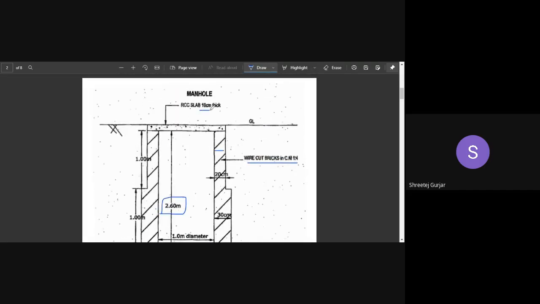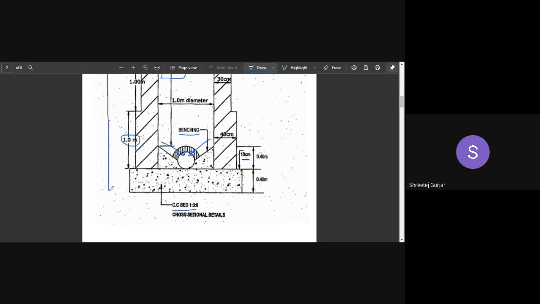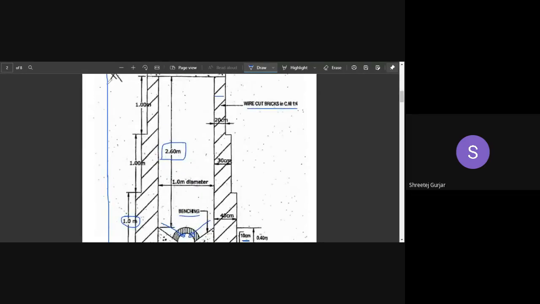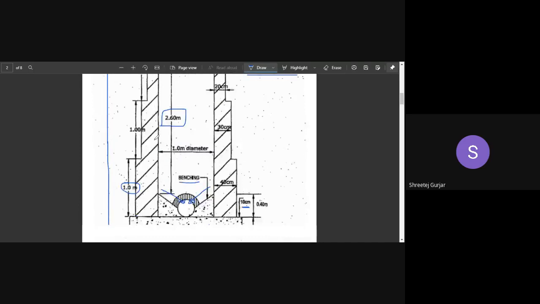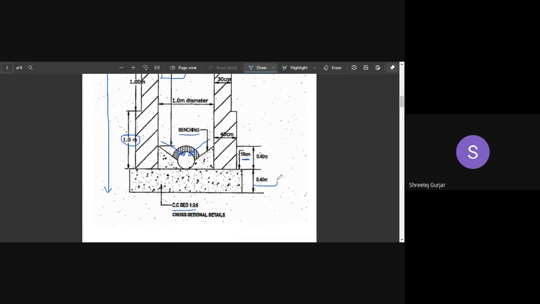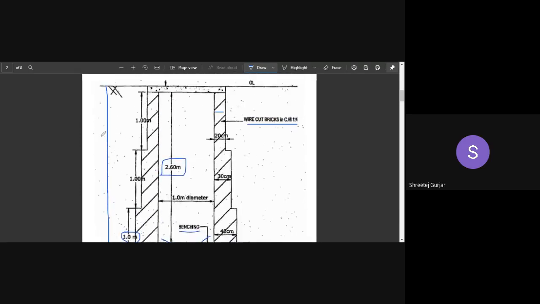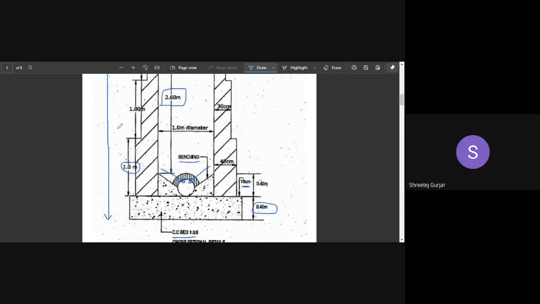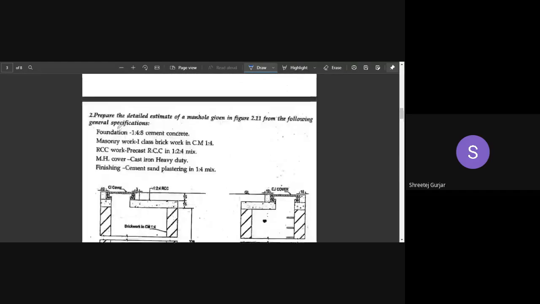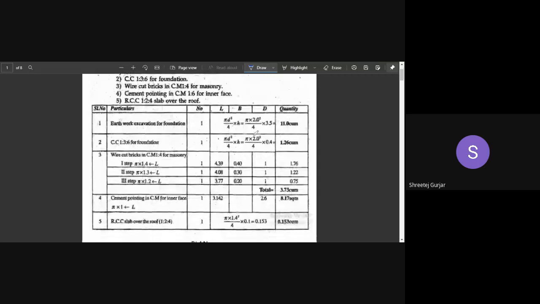Then the 10 centimeter thickness, meaning 3.1. Starting from here, we go down up to here. We need 3 meters plus 10 centimeters plus 0.4. So how much is this entire depth? Let us calculate. Sorry, it is at the top. So the depth is 3.5 meters.